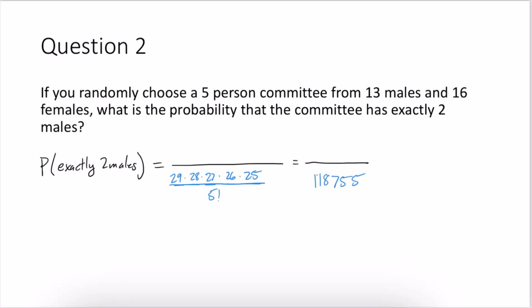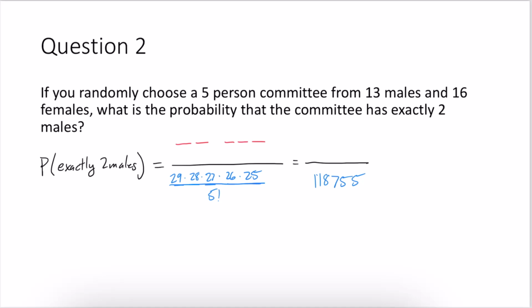Now, the top part is where I'm figuring out the number of ways that I can have exactly 2 males. So in this case, when I choose my 5-person committee, I'm still making 5 choices, but I'm doing them in 2 groups. So I first of all would choose my 2 males, and then I would choose my 3 females. So I still have 5 choices, but they're kind of going to be split up into 2 groups.